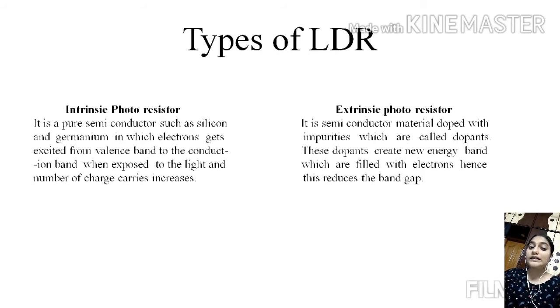And coming to extrinsic, this is also made of semiconductor materials, but with doped impurities. You all know now, which are called dopants. These create a new energy band above the valence band, which is filled with electrons. Hence, this reduces the band gap, and less energy is required for excitation. These are generally used for long wavelengths.